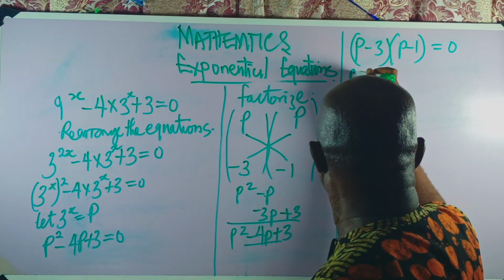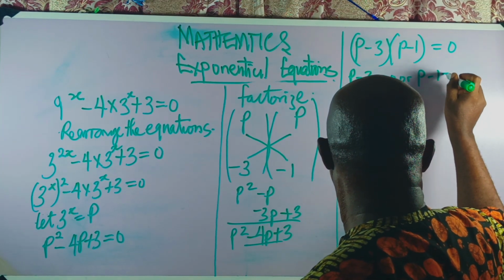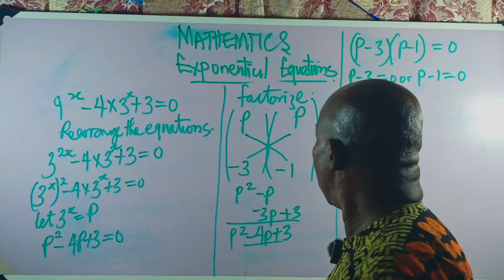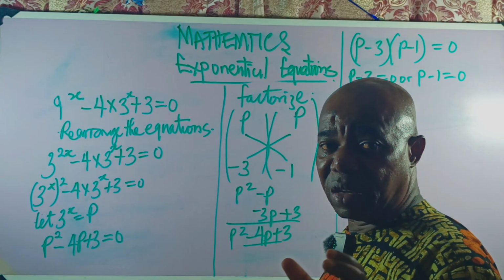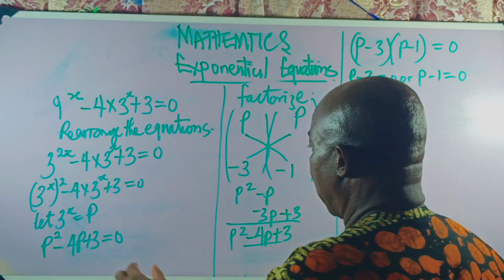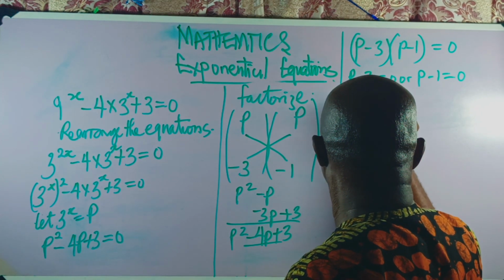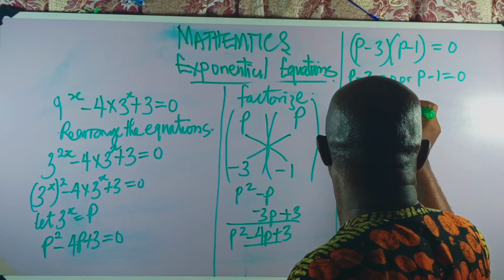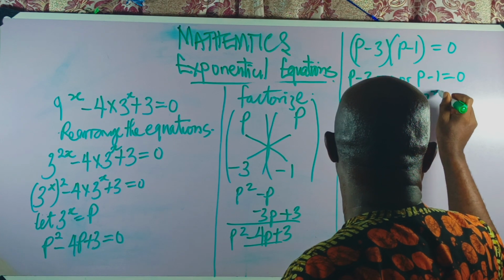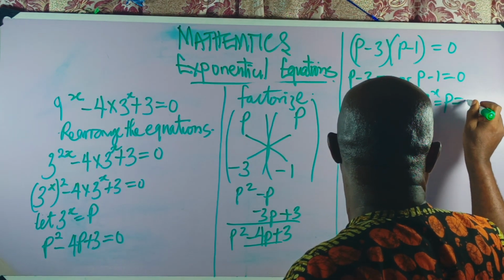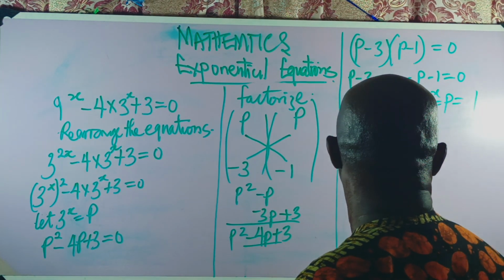So from here, it now means that p minus 3 equals 0, or p minus 1 equals 0. Okay? But we don't need p. Remember we said let 3 raised to power x be p, because what we are looking for is the value of x, not p. So by the time I come back here, I will now say 3 raised to power x is equals to p, and this p is equals to 3. Or, in this case, 3 raised to power x is equals to p, and this p is equals to 1.